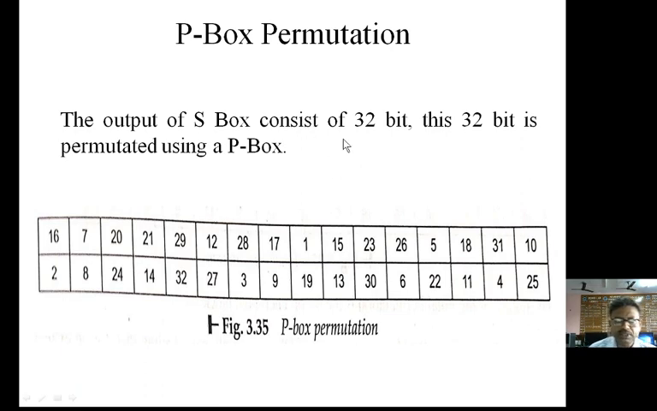So this 32 bits is again permuted. The positions of the bits are going to be changed, so that the 16th bit will become the first bit, the 7th bit will become the second bit, and so on. So we apply the permutation box.